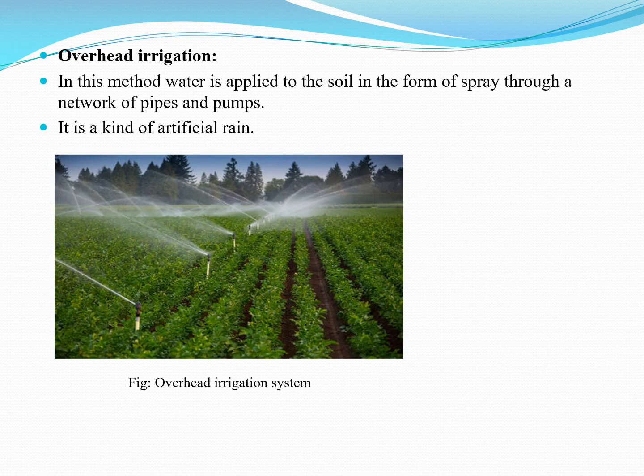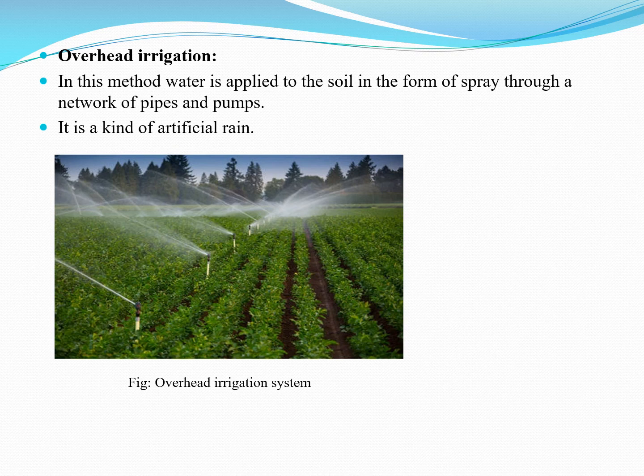Next method of irrigation system is the overhead irrigation system. In this system, which is also called sprinkler irrigation, water is applied to the soil in the form of spray through a network of pipes and pumps. It is a kind of artificial rain.